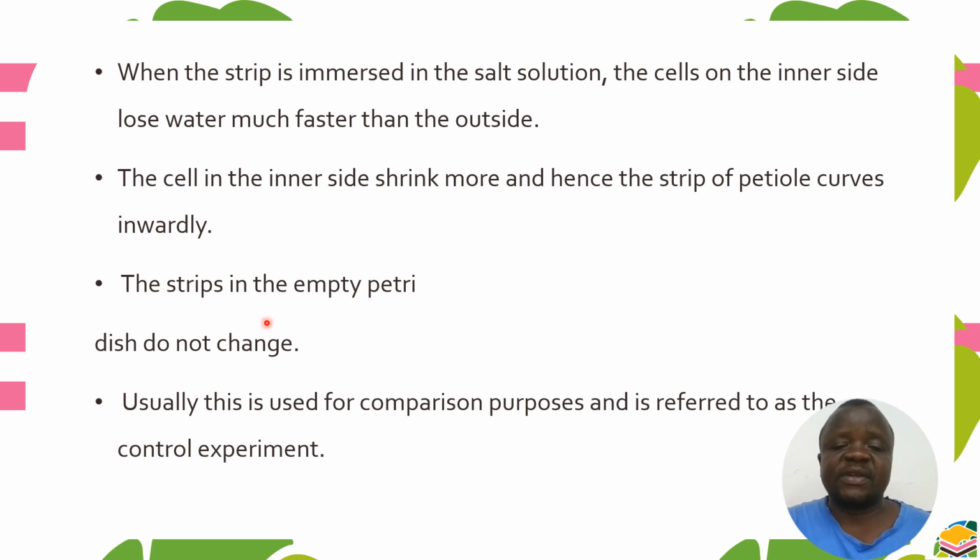So the strips in the empty petri dish do not change because they are neither losing water nor gaining water. Usually this is used for comparison purposes and is referred to as the control experiment. So the strips that are put in the empty petri dish are acting as a control experiment. The control experiment generally is used for easy comparison so that you can compare the results.